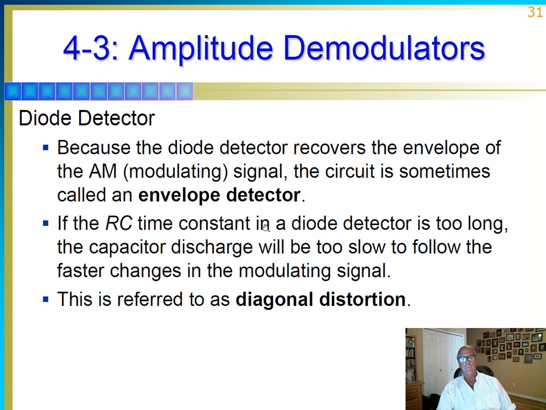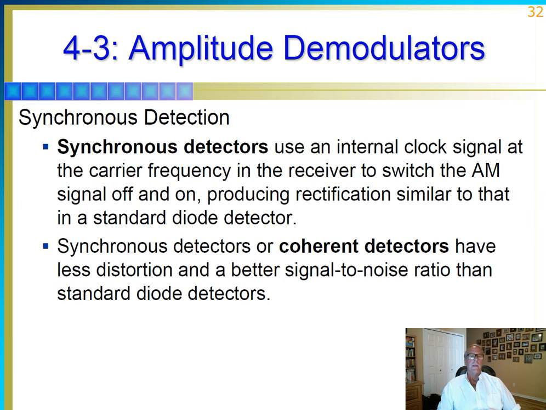And as I said, it's often referred to as an envelope detector. Okay, we can also do synchronous detection, and this is where it gets a little more complicated, a lot more circuitry, not just diodes and coils and things like that. A synchronous detector uses a clock generator or an oscillator in the receiver that's running at the carrier frequency to switch on and off FETs that basically produce rectification, similar to a diode detector. It's much more accurate. It's also called a coherent detector, but they're very accurate and have less distortion.